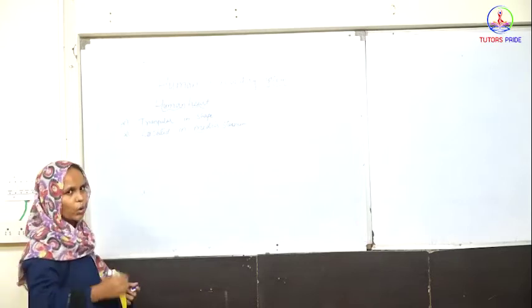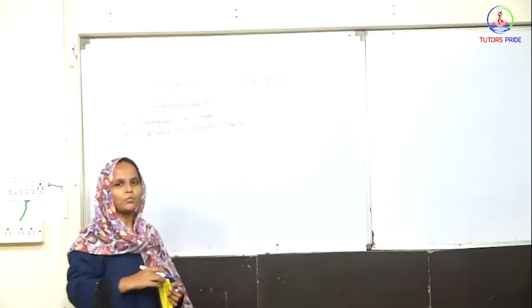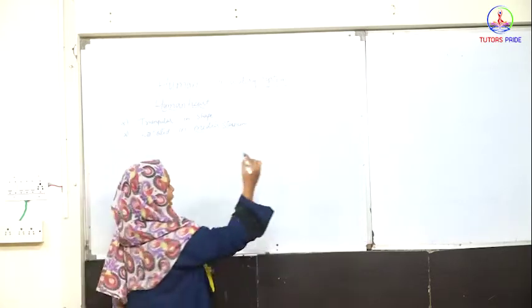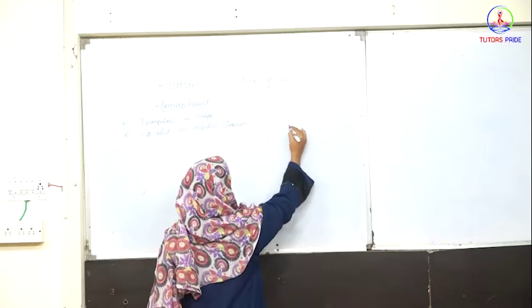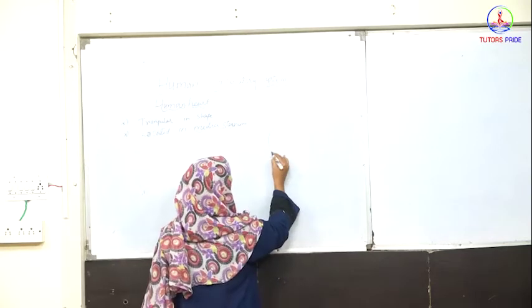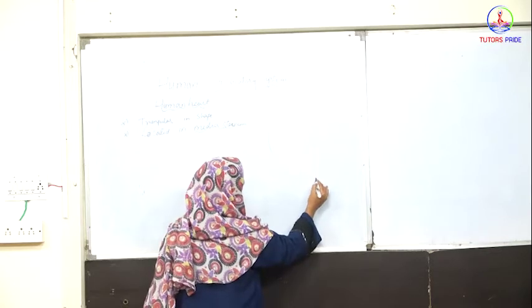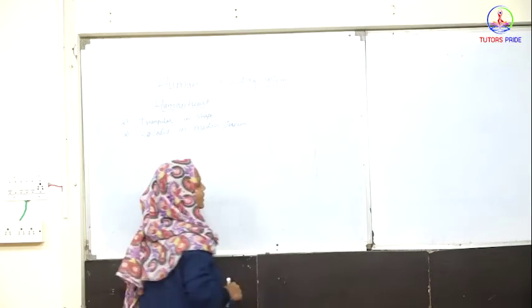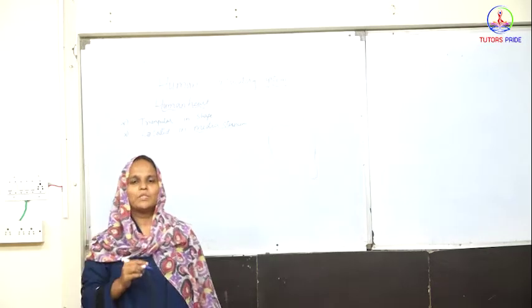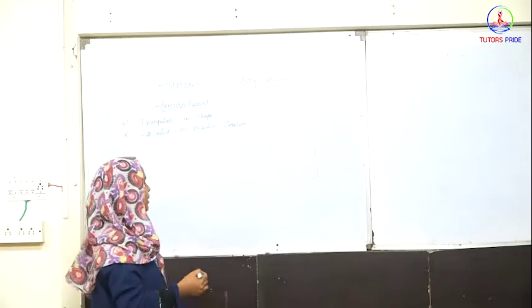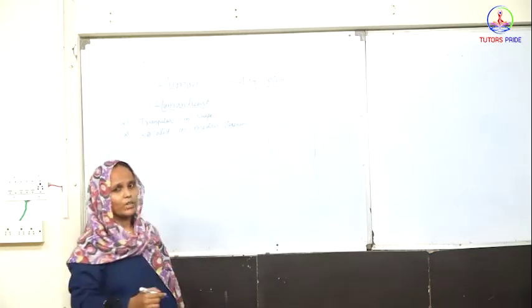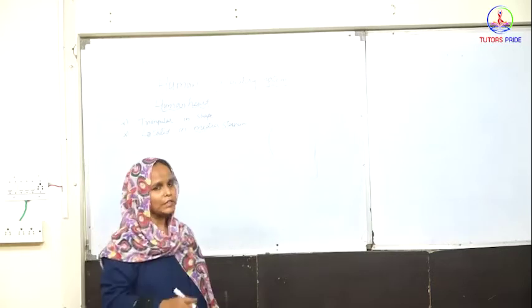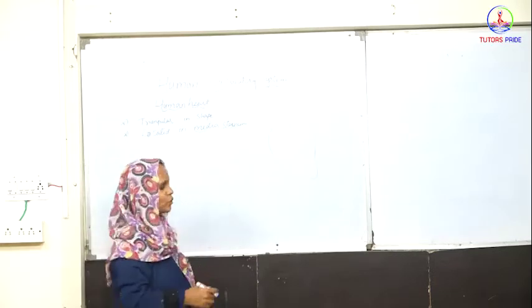If I draw the physical or morphological heart, it will be triangular and slightly bent towards the left side. Now we are talking about the morphological heart, meaning the outer structure of the heart.